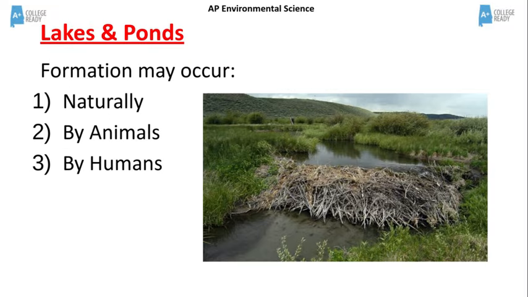Lakes and ponds may form naturally when water fills a depression in the ground. They may also form when animals such as beavers build dams in rivers or streams, essentially stopping water flow and allowing it to accumulate behind the dam. Humans may do the same thing when rivers are dammed for flood control or for electricity production.